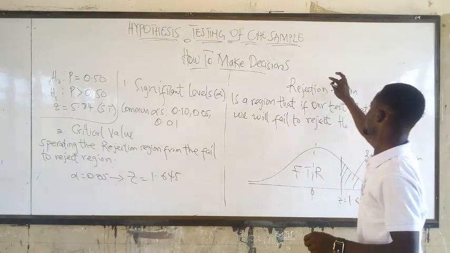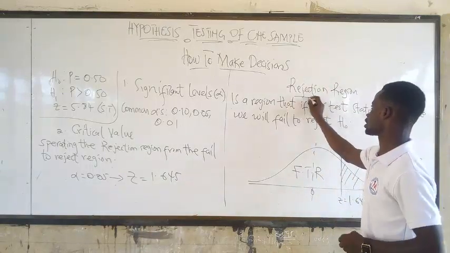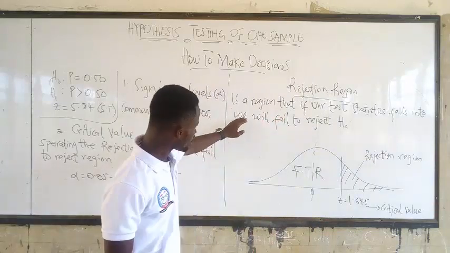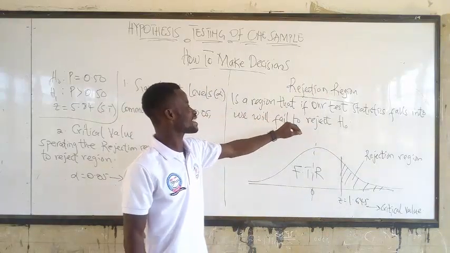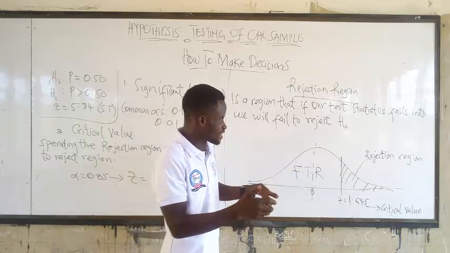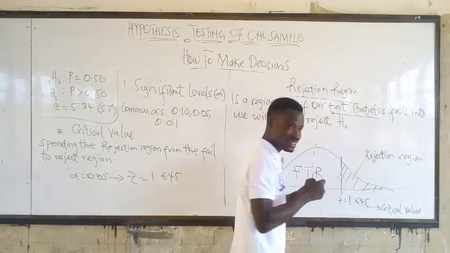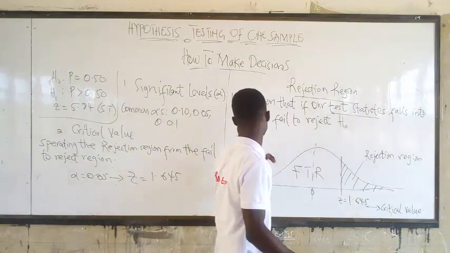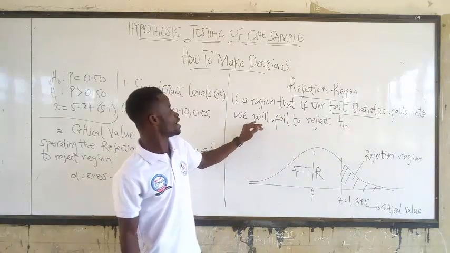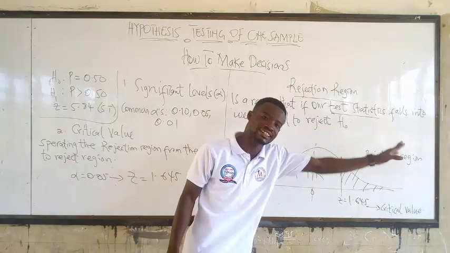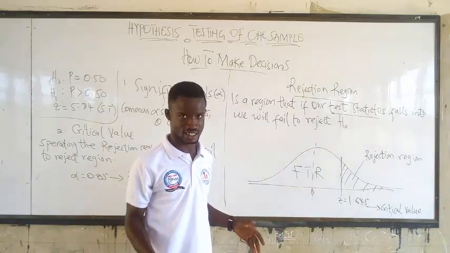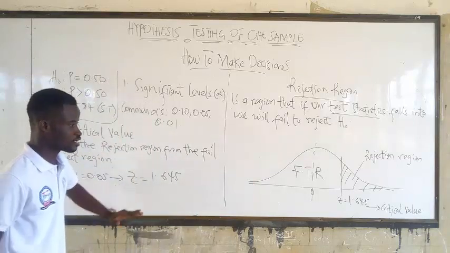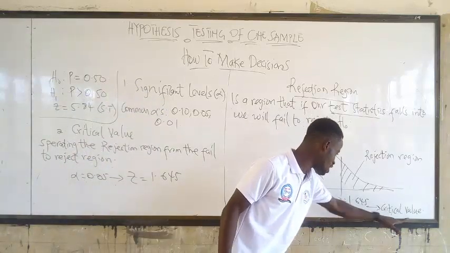Alright, so let's come to the rejection region. The rejection region is a region that if our test statistic falls into it, we will reject the null hypothesis. All that is saying is this. Let's assume we have a z-score, and that is the critical value. We have it here.